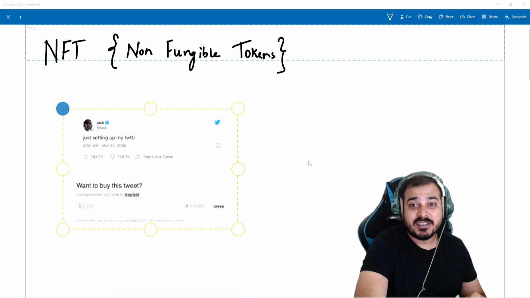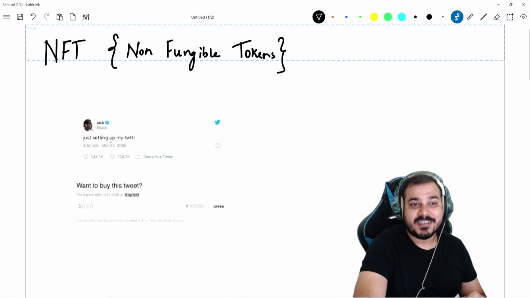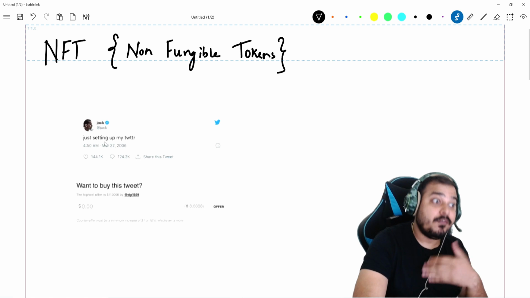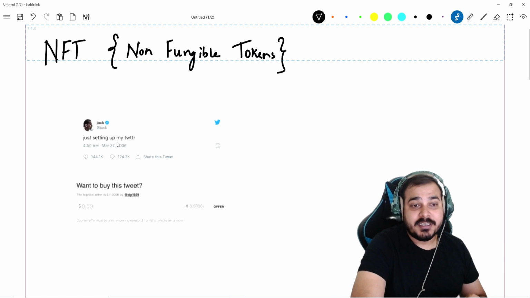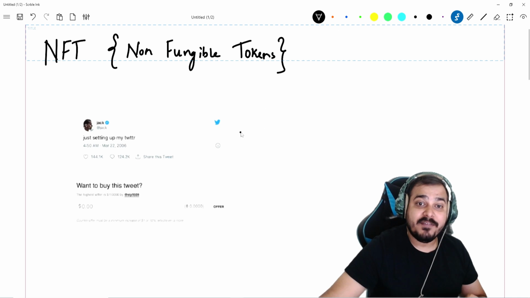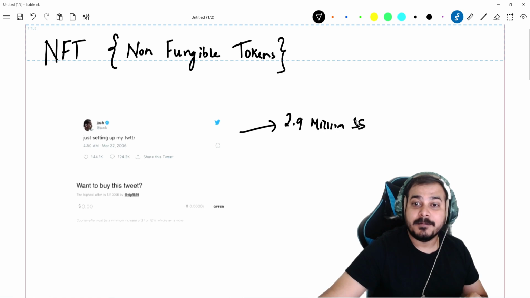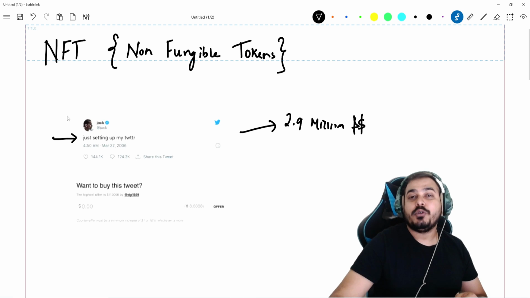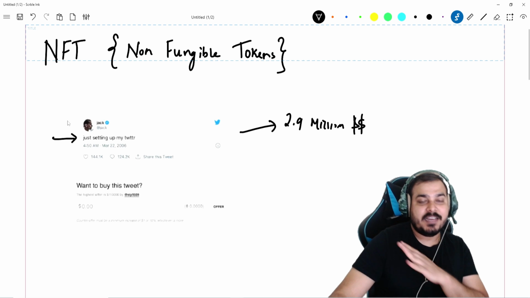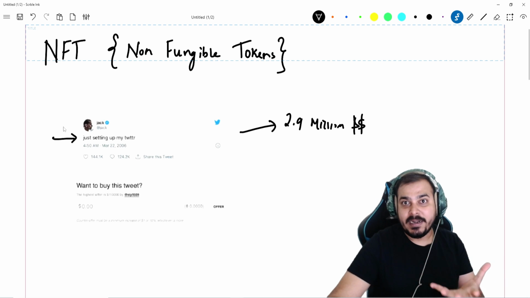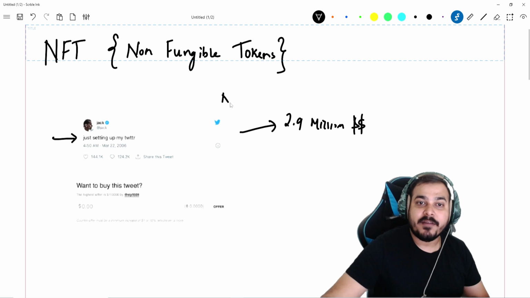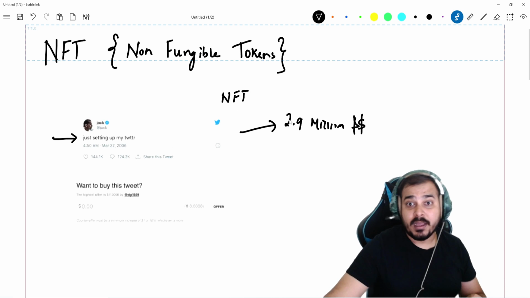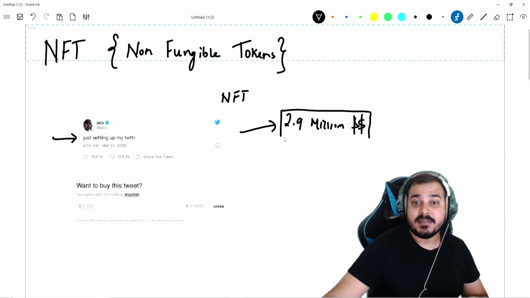If you can see this image, this is the first tweet of the former CEO of Twitter, Jack Dorsey. And this particular tweet was actually sold in the form of an NFT for $2.9 million. Oh my God, $2.9 million. And this is the first ever tweet that someone has tweeted on Twitter. He sold this in the form of an NFT and it was bought by someone at this specific price.